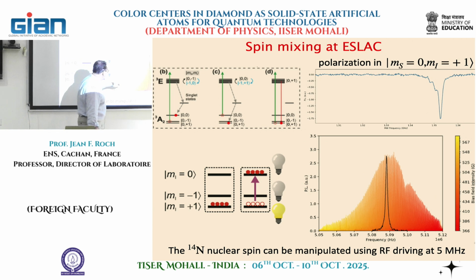And so what we do here is simply record the population, the photoluminescence intensity, when we scan the frequency for different magnetic fields. The color corresponds to a given magnetic field. Okay. So here, for instance, the magnetic field has a value above the ESLAC, 510 Gauss. This will be the ESLAC. Okay. And here we are far below the ESLAC.